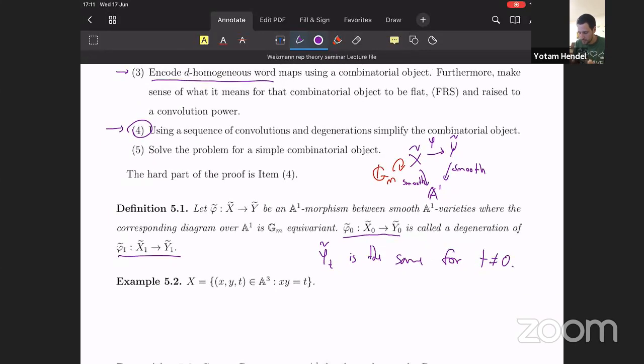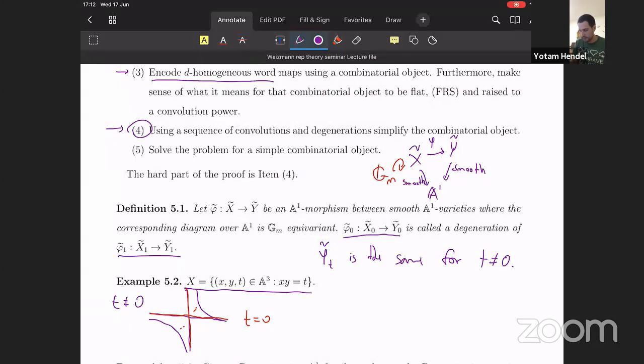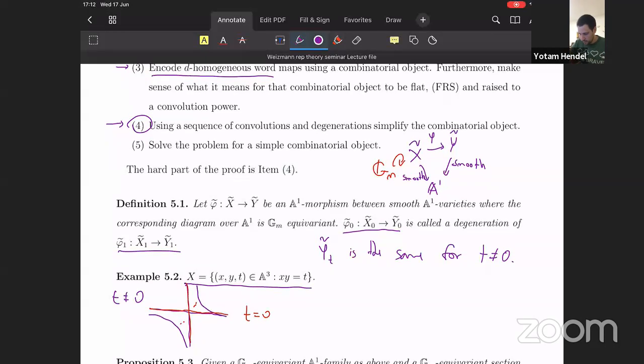So let me give some example with just a family of varieties. Then if I consider this family, when t is different than 0, I get some hyperbolas. And as I take t to be closer to 0 and eventually 0, I get something like a cross, which you can see is singular, where the hyperbolas are not singular. Okay, so I think this is a good example to keep in mind.